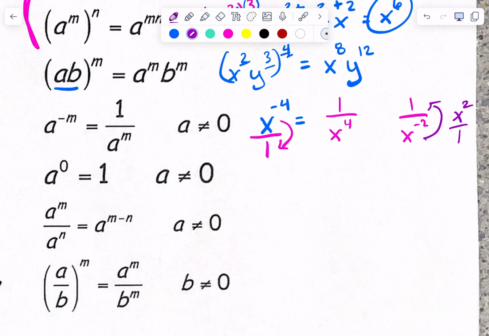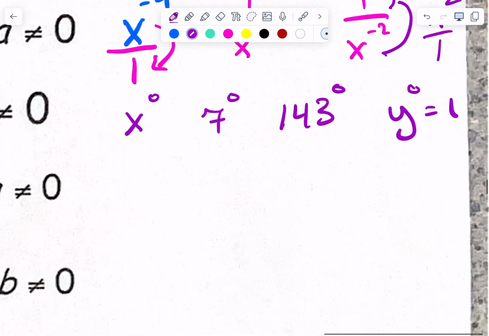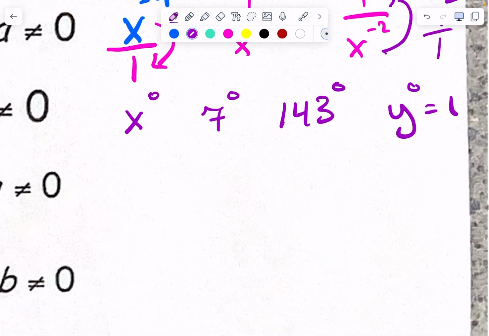If you have negative exponents, just move it to the bottom or back to the top, depending on where it's at. Got it? If you have x to the 0 power, or 7 to the 0 power, or 143 to the 0 power, or y to the 0 power, whatever, anything to the 0 power is 1, with the exception of this. Are you ready? No, 0 to the 0 power is still 1. Why? Anything to the 0 power is 1.